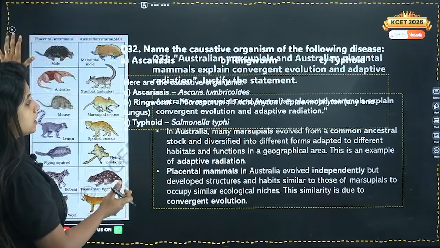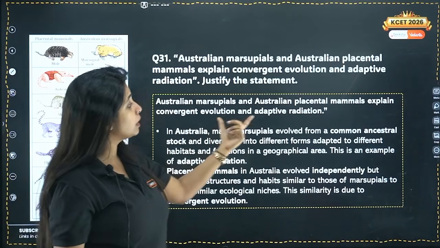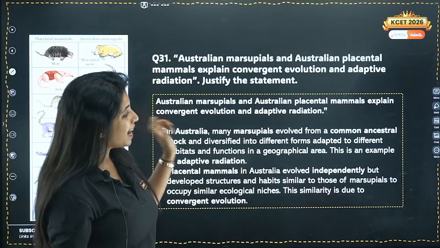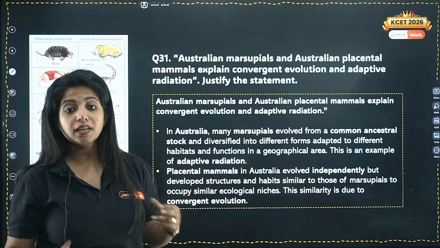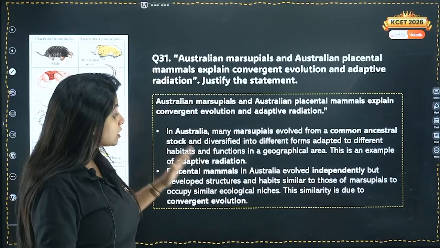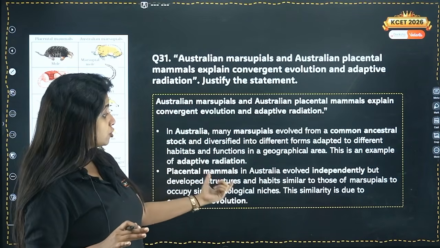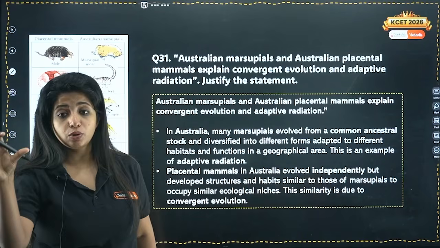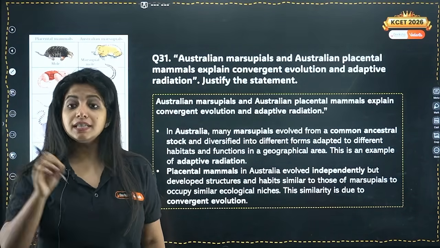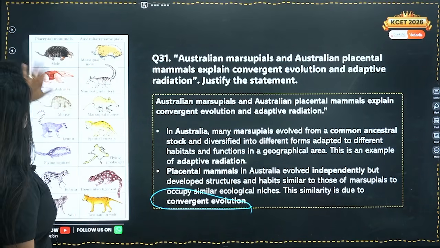So they will obviously have some common factors. In Australia, many marsupials evolved from a common ancestor stock and diversified into different forms, adapted to different habitats and functions in a geographical area. They moved around. This is an example of adaptive radiation. Placental mammals in Australia evolved independently, but developed structures and habits similar to those of the marsupials which were there, and occupied similar ecological niches. This similarity is due to what? Convergent evolution.